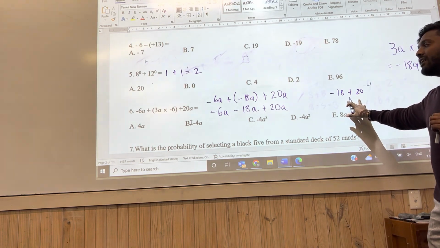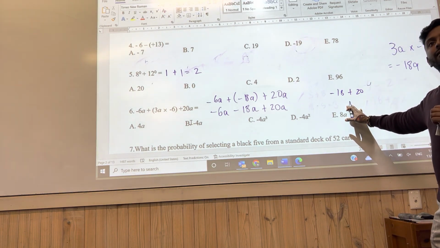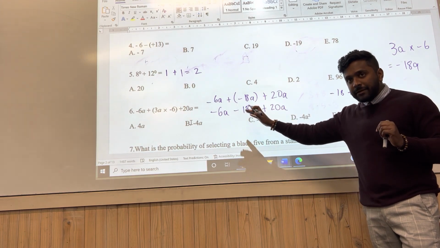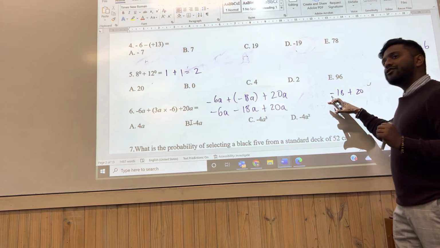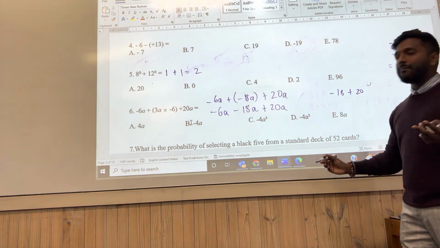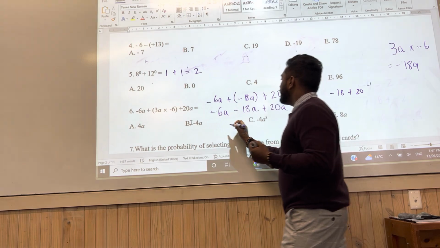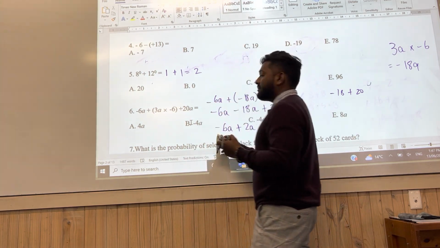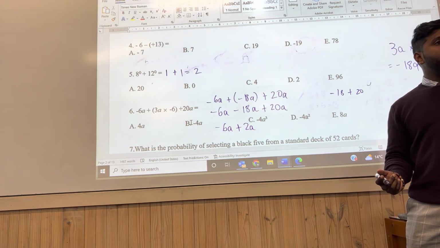This is going back to your negative numbers. It's not exactly algebra. It is algebra, but this particular concept, you have to know what that is. That's addition of positive and negative numbers. So negative 18a plus 20a, that's going to be 2a. This is again dealing with positive and negative numbers.